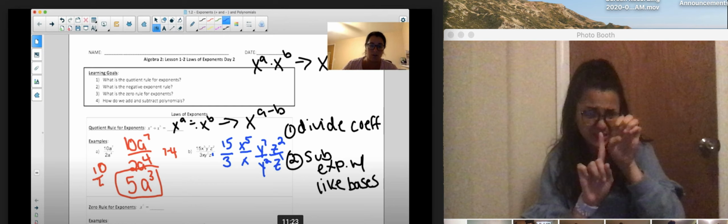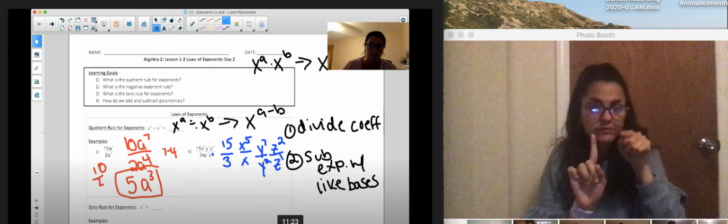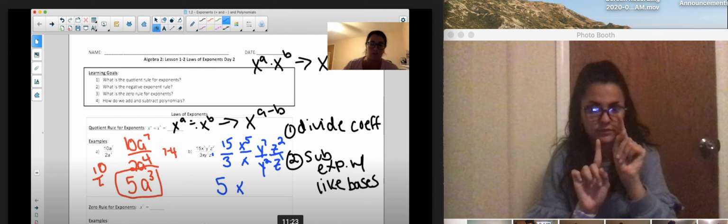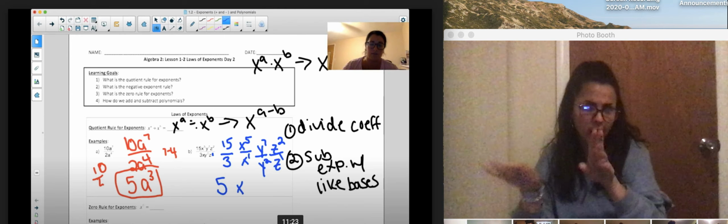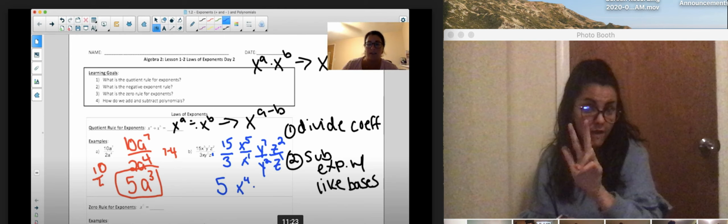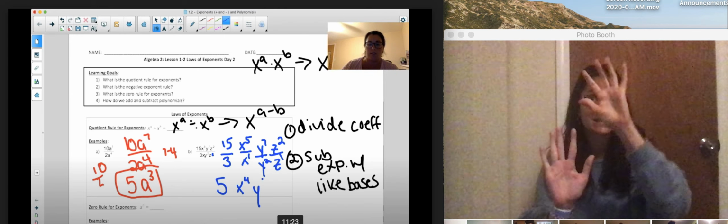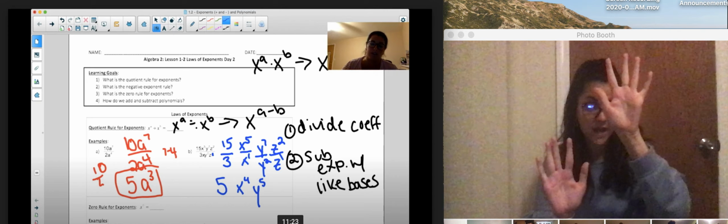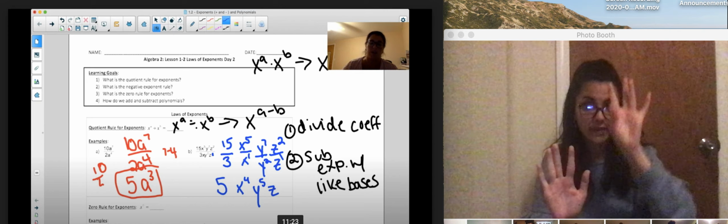So divide the coefficients, 15 divided by 3, and subtract the exponents. So 5 minus 1 is going to give us 4. And then we have 7 minus 2 is going to give us 5, and 2 minus 1 is going to give us 1, or just z. Put the 1 there.